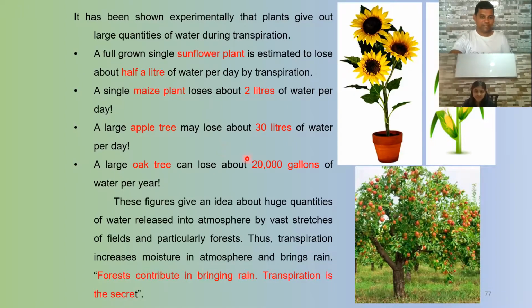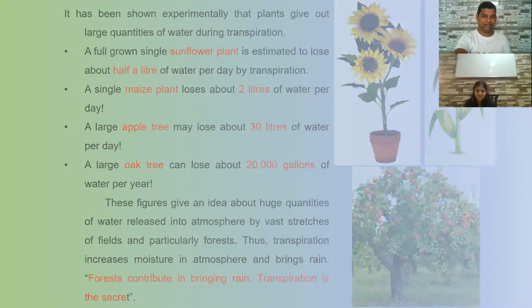So because of which, as a moral, we can understand कि transpiration की वजह से there is an increase in the moisture in the atmosphere, which helps to bring rain. There is a statement saying forests contribute in bringing rain. Transpiration is the secret. Understood the theory behind this?